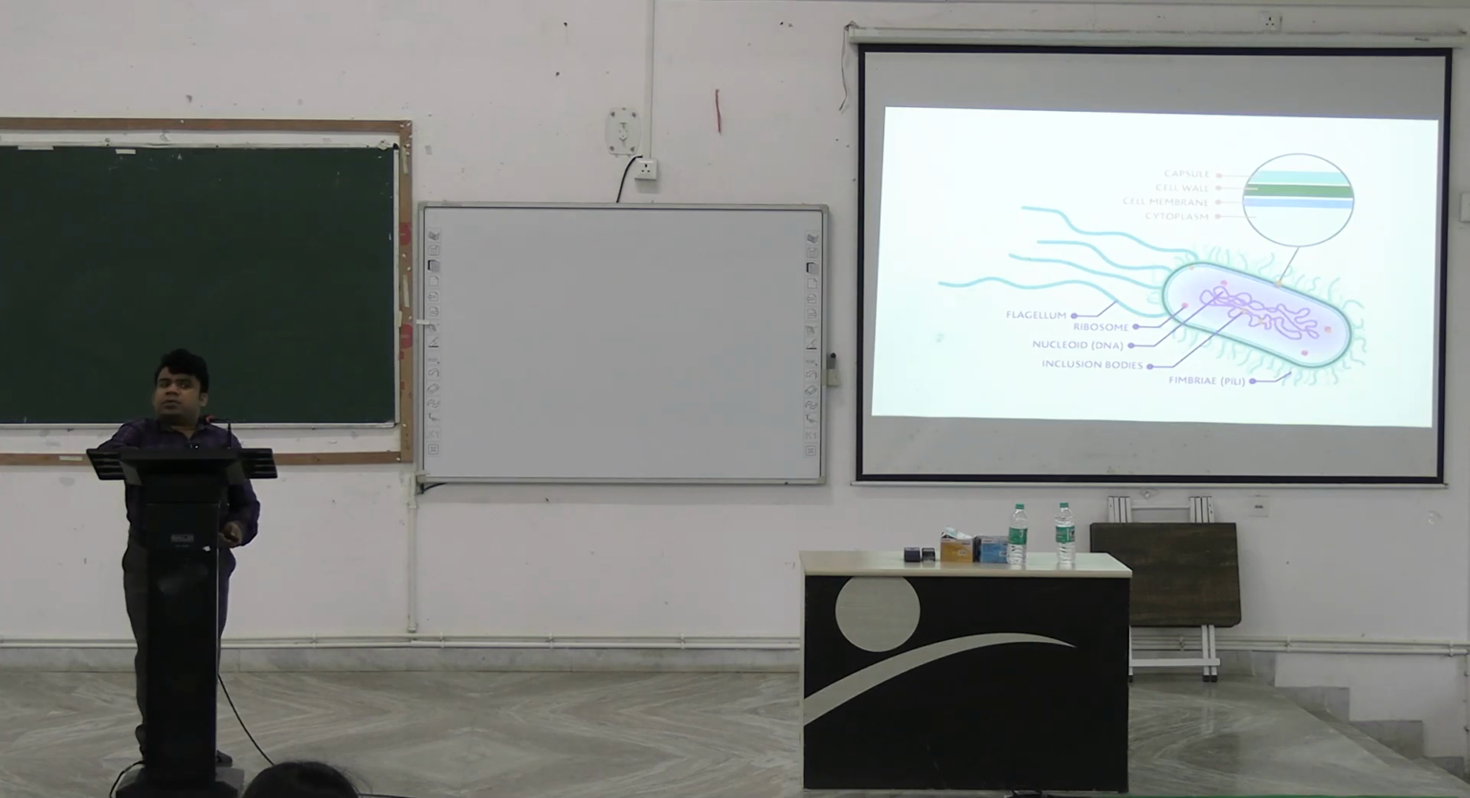Additionally, there might be other genetic material which are called plasmids. Those are called extra chromosomal. So chromosomal DNA means the main genetic material. Other than that, any circular DNA if present, we call it a plasmid. Next, what does it contain in the cytoplasm?